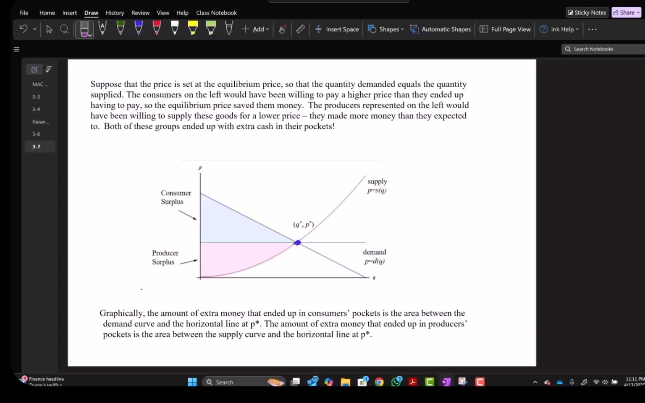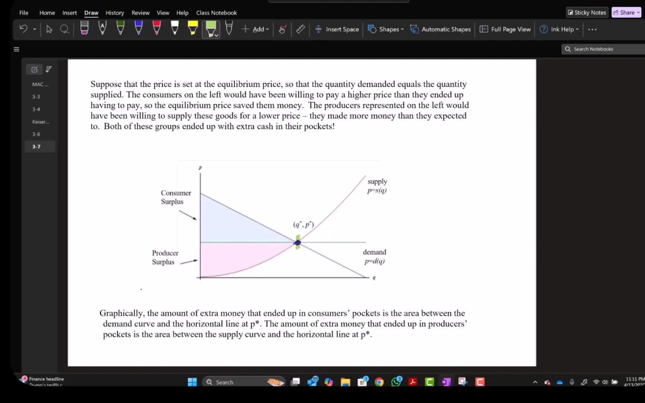The producers on the left, that's this pink area, would have been willing to supply those goods for a lower price. My equilibrium price is higher than what the producers would be willing to sell it for. So if we sell for equilibrium, they make more money than they expected to. Both groups ended up with extra cash in their pockets.